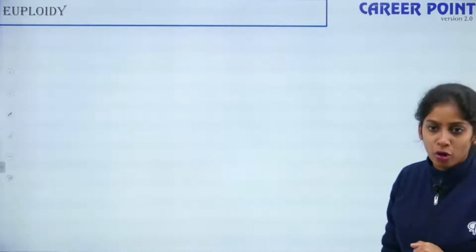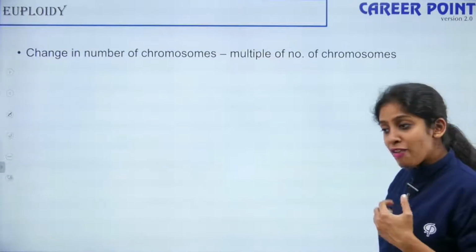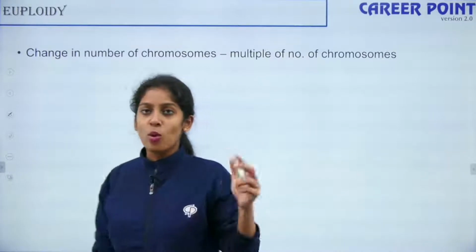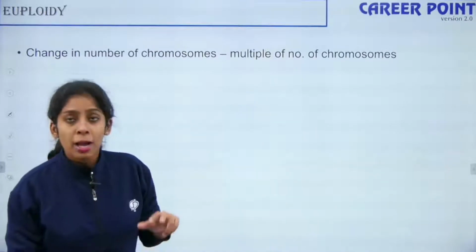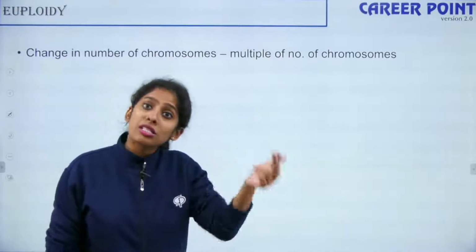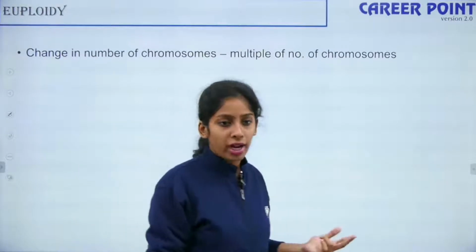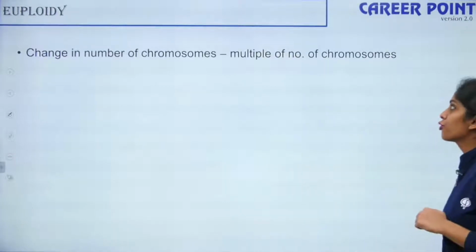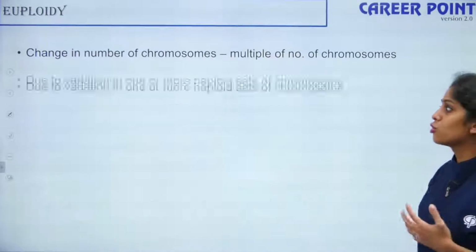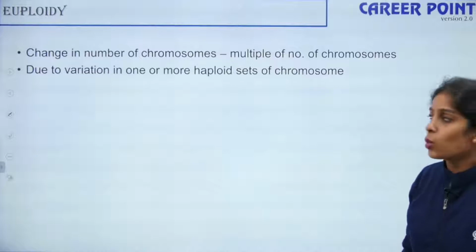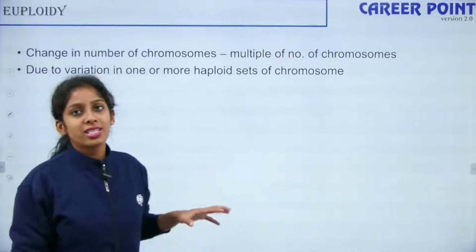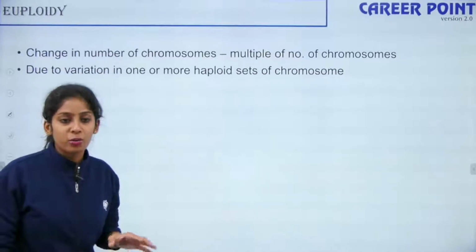So what is euploidy? So euploidy is when you have more set of chromosomes. So now we have one complete set, so one from the father, one from the mother. But in plants, they can have 3-4 sets of chromosomes, that is euploidy. So plants are literally polyploids. A change in the number of chromosomes, the multiple number of chromosomes that they have, this is due to the variation in one or more diploid sets of chromosomes. So with this we are done with mutation.